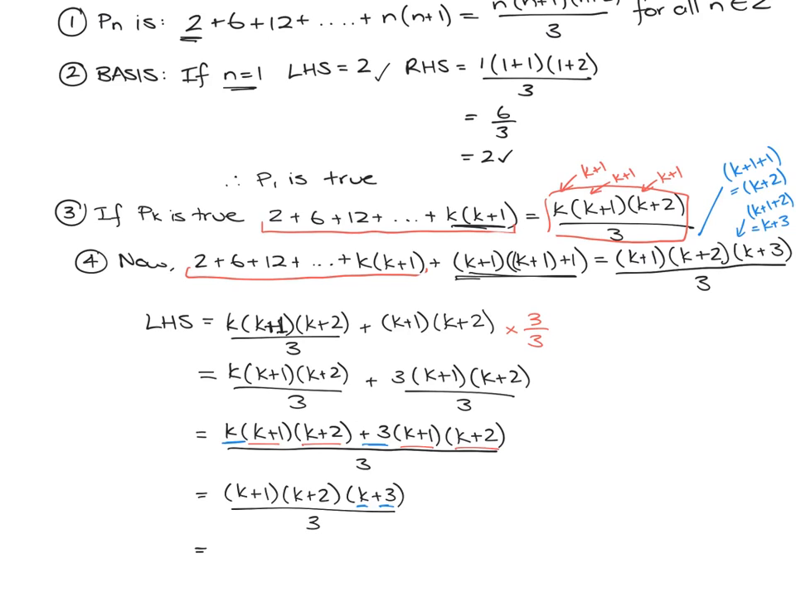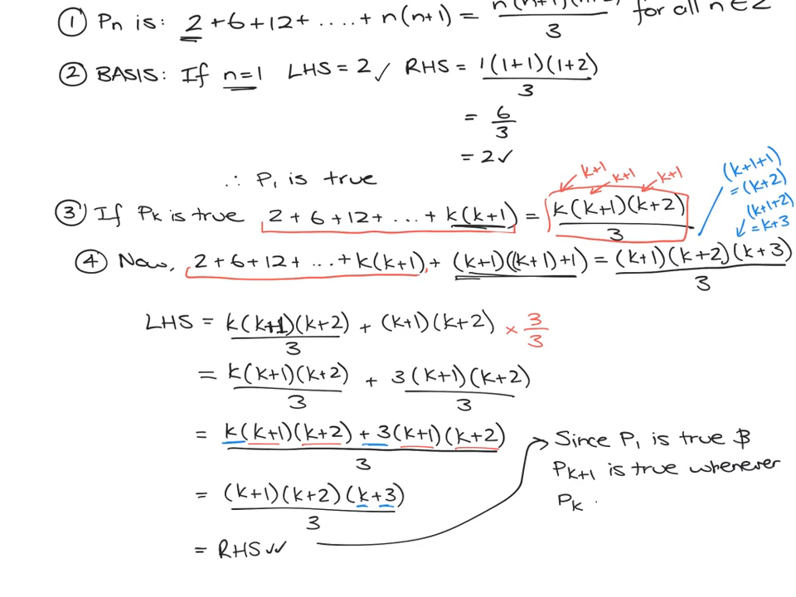And have we now just equaled this to the right-hand side? We did it. What's the last thing we need to do? Write a sentence. Write that wonderful sentence. So since P1 is true, and whenever PK is true, then PN, which remember is that proposition we said at the top, is true for all n within Z.